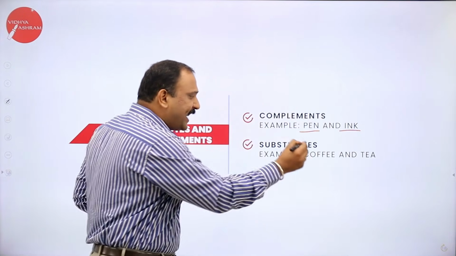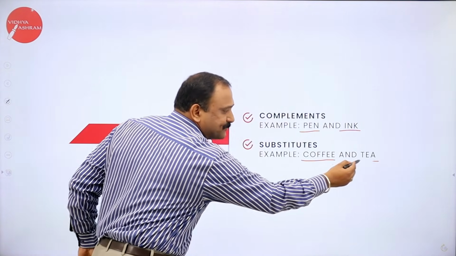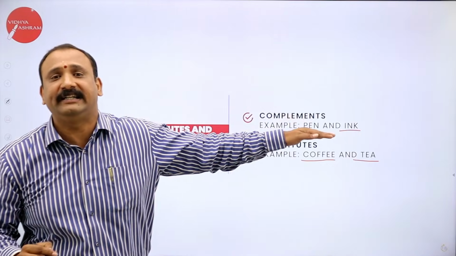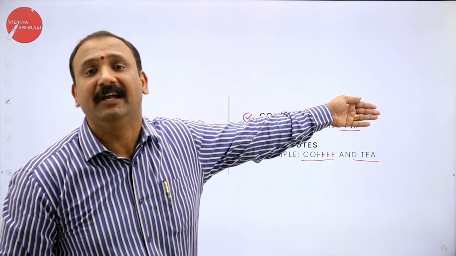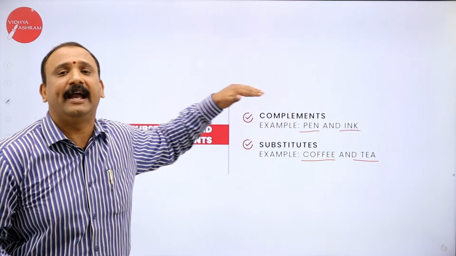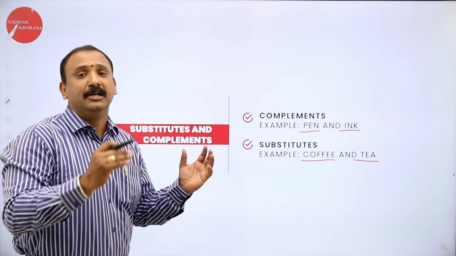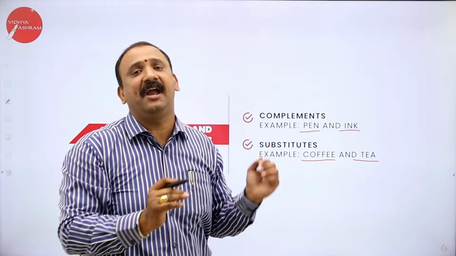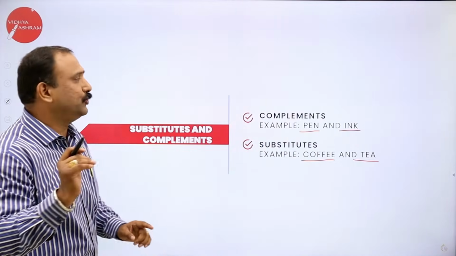Substitute. If A is not available, can I substitute it with B? So when I look at an example, coffee and tea. If coffee is not available, I can substitute it with tea. And if tea is not available, I can substitute it with coffee. So when A can replace B or when B can replace A, we call it a substitute.